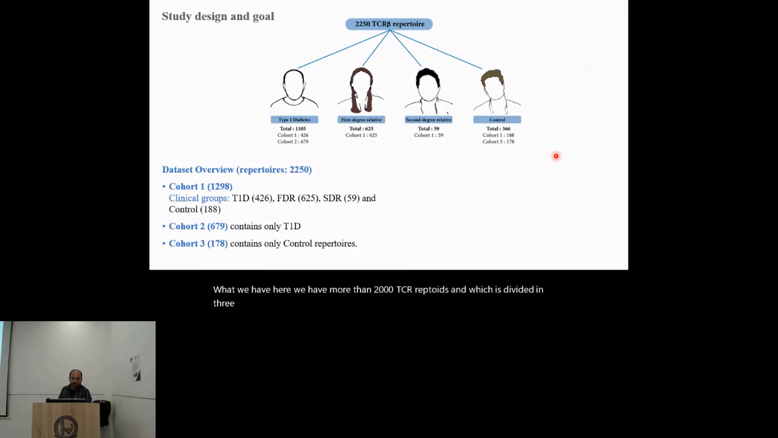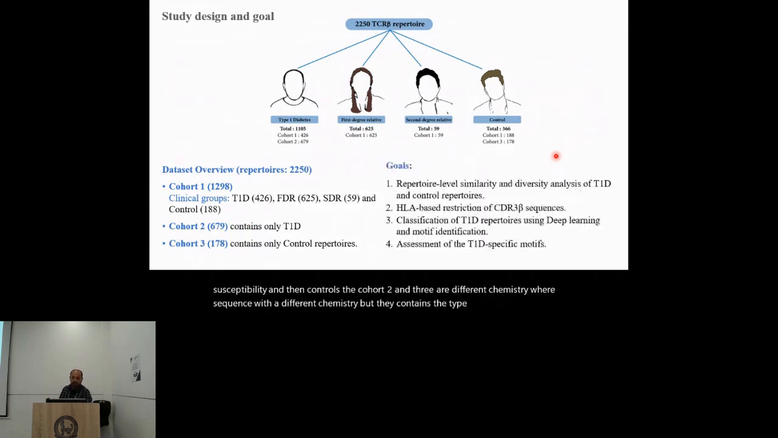different cohorts. In the first cohort, we have all 4 different types. We have type 1 diabetic patients, their first degree relatives, who also have this susceptibility based on their HLAs, and then we have second degree relatives. They have less susceptibility, and then controls. Cohorts 2 and 3 are different, they're sequenced with a different chemistry, but they contain the type 1 diabetic and control patients. I will talk about these goals one by one.